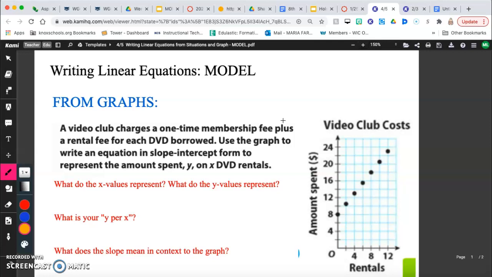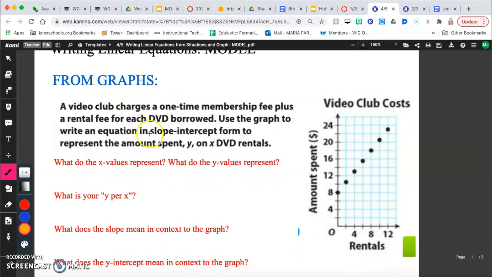Also, last week we looked at more of what do we do if we've already been given the slope and y-intercept. This time we're having to actually find the slope and y-intercept from those real-world situations and then make that equation. For this first problem here, a video club charges a one-time membership fee plus a rental fee for each DVD borrowed. We're going to use the graph to write an equation in slope-intercept form to represent the amount spent Y and the X DVD rentals.